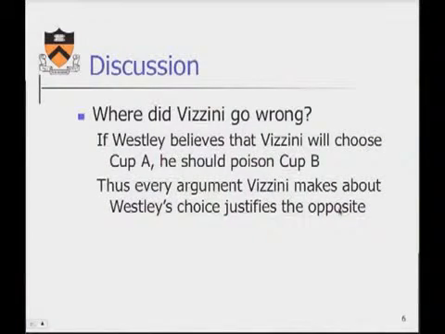So, where did Vizzini, the Sicilian, go wrong? And the problem was that every one of his arguments was logically contradictory in itself. So he says, are you the kind of man who would put poison into his own goblet? Suppose Wesley is. Then Vizzini should be choosing the cup that's in front of himself.